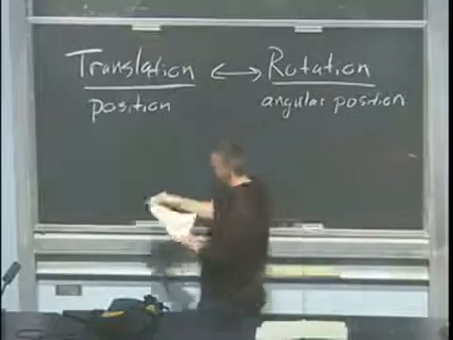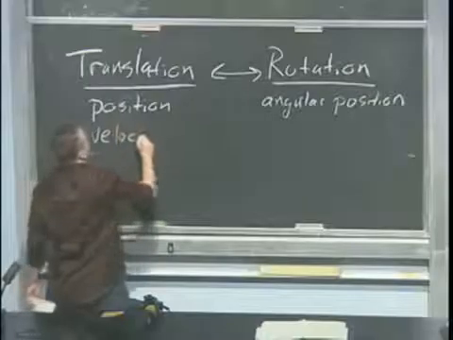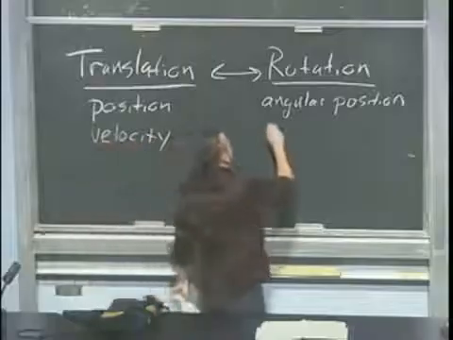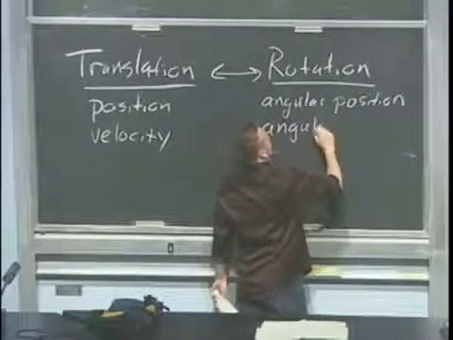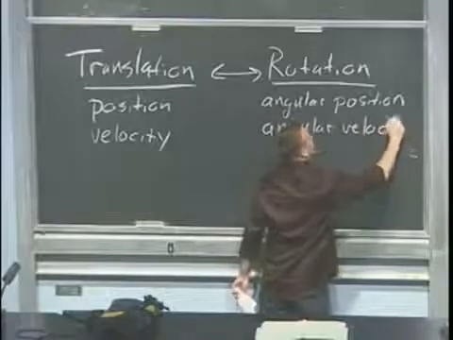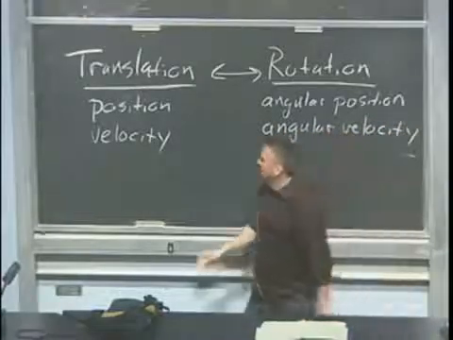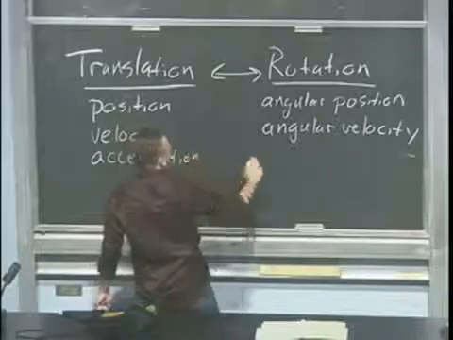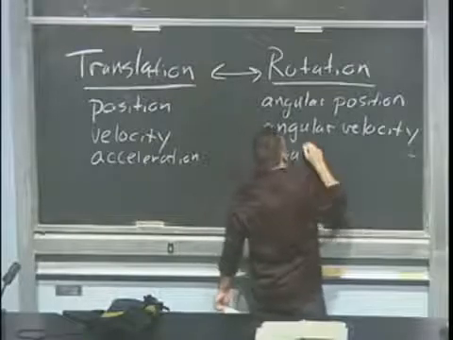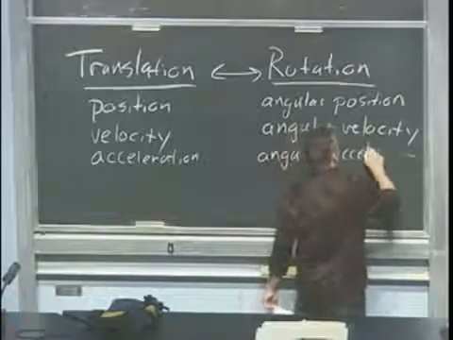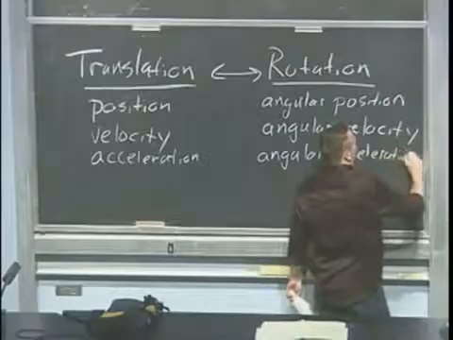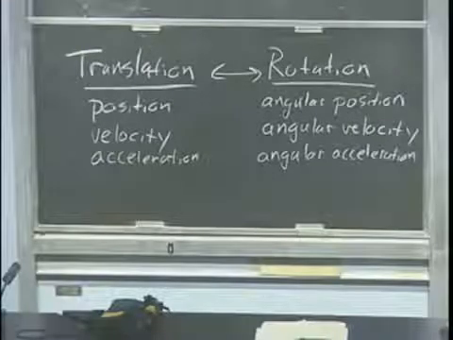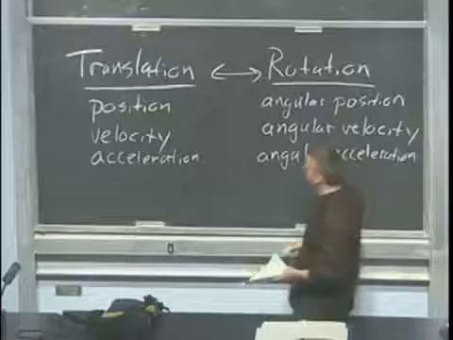For translation, we had velocity. Remember, velocity had a magnitude and a direction. Same thing for angular velocity. How fast something is spinning. We had acceleration, and we've already seen angular acceleration, which causes the object to spin faster or slower. And then two more quantities here, which we're going to talk about today.